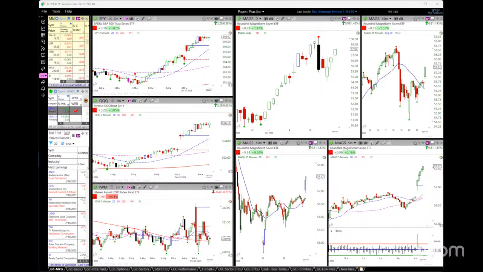Netflix is actually building a little launching pad here too. They got 4 inside bars from that WRB. That's bullish price action. We have a call spread for Friday.